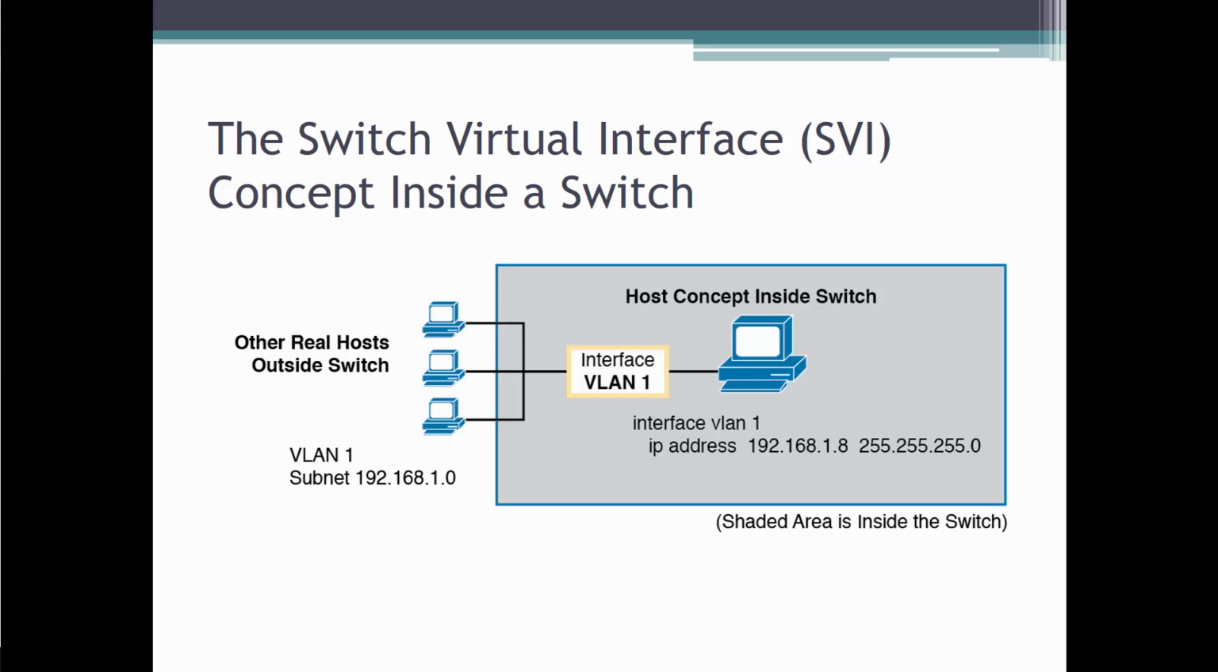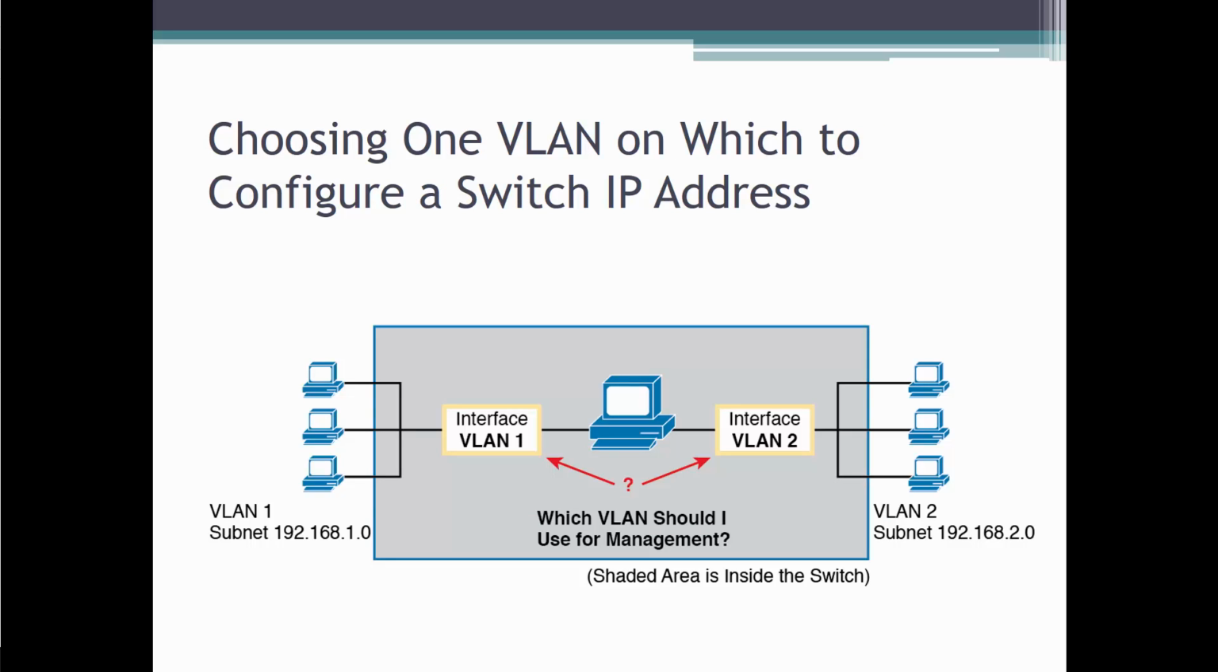So next we have a virtual interface known as a switch virtual interface. Normally this is used as an internal type of interface, like we'll set an interface per VLAN. There's no tangible interface, but it's a virtualized interface for us to make accessible so that outside PCs can access it. So we choose one VLAN on which to configure a switch IP address. Normally we will set a management VLAN. That way we can make all management decisions on the same VLAN.